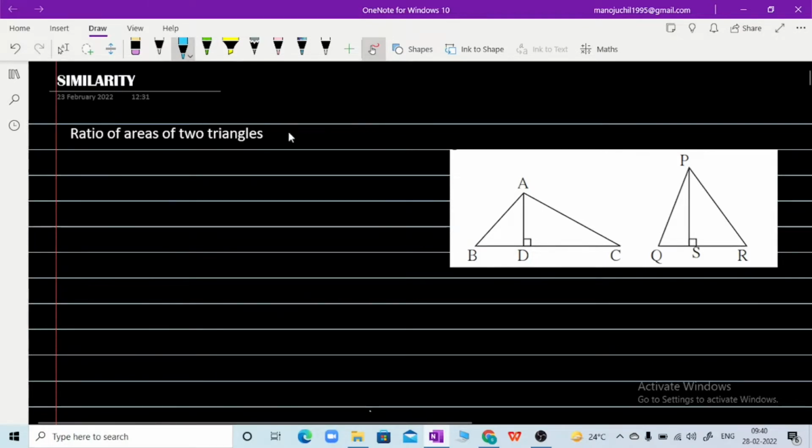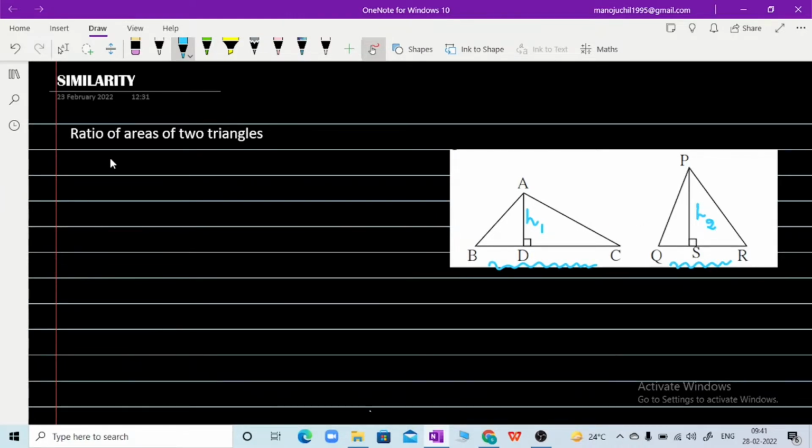If you see properly, we have two triangles ABC and PQR. Triangle ABC has base BC and height AD, whereas triangle PQR has base QR and height PS. So we'll term the first height as H1 and the second one as H2.